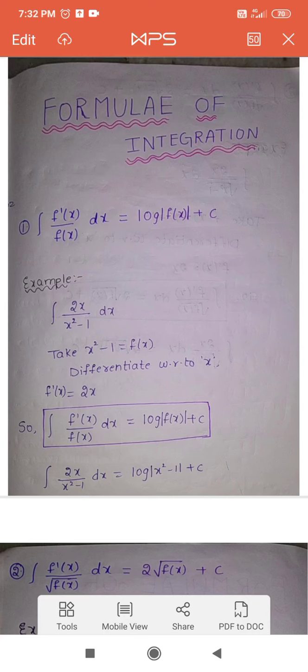Today we will discuss some formulae of integration. First we will see the first one: integral f dash of x by f of x dx is equal to log mod f of x plus c. Now we will see how to use this formula.